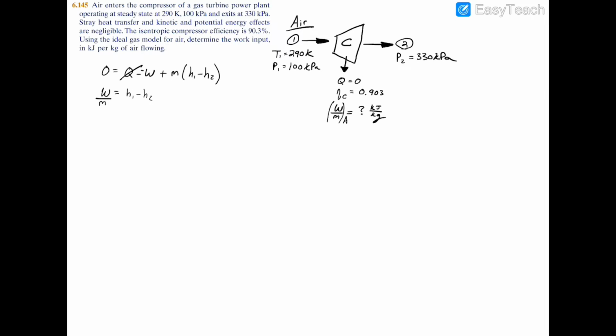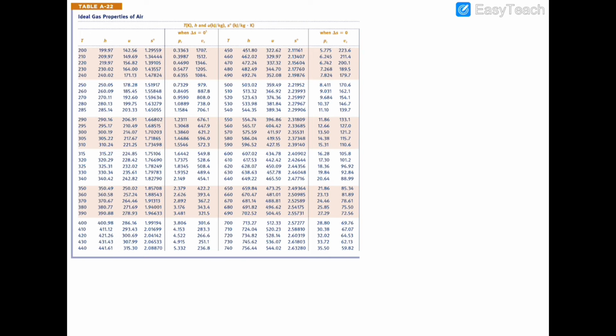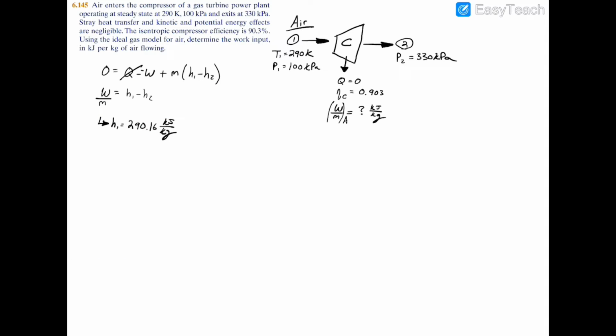At T1 we have 290 Kelvin. We turn to our property table for air, which is A22. We go to 290 Kelvin and you have 290.16 kilojoules per kilogram. Now we need to find T2 in order to find H2. So we're going to use the isentropic relation over this compressor. When we have an isentropic process, we have T2 over T1 equals P2 over P1, all to the K minus 1 divided by K.